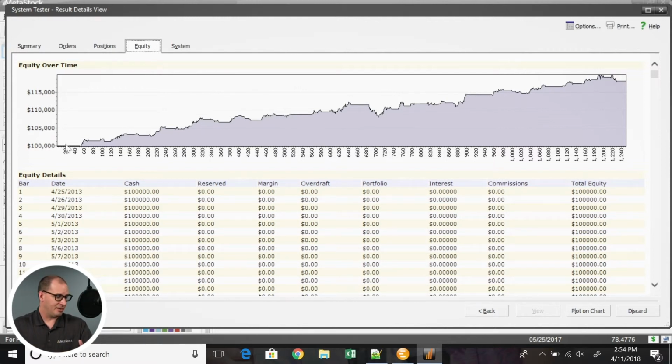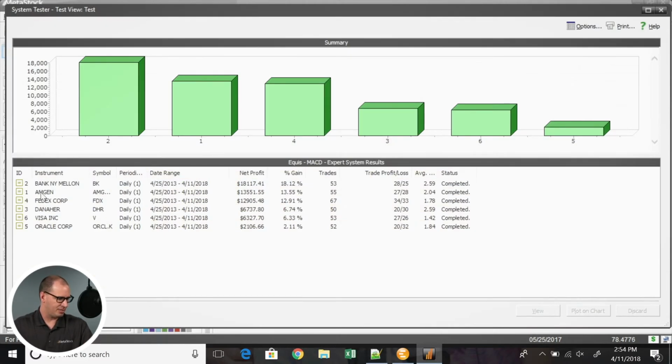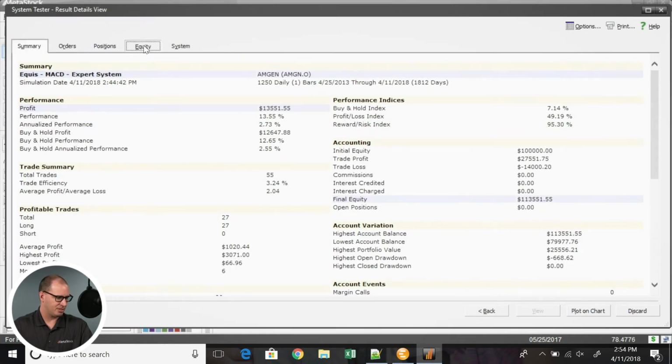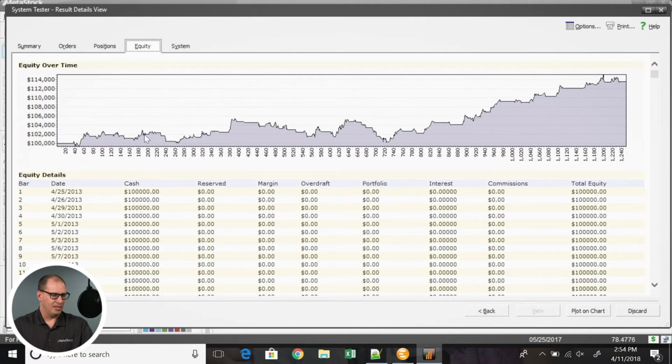So this one, again, is fairly consistent growth over time. We'd like to see that. So let's look at Amgen. Let's see what Amgen did in this specific circumstance. So let's click on equity. Now, this one definitely looks a little different. Okay, so we have that same initial investment.